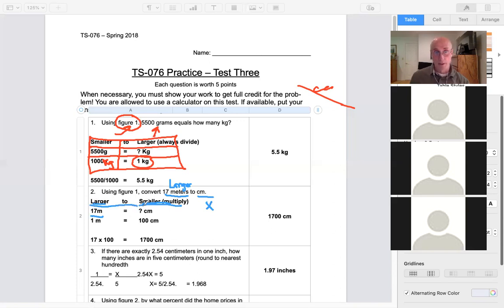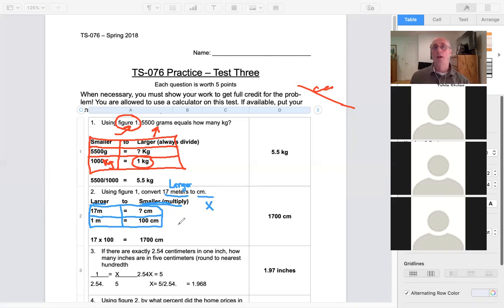This is what we did in practice in class. Look at what we have left on our chart. What do we have to multiply if we go like this? We know we don't multiply the question mark, and we never multiply the 1. One of these equals how many of these? So what's left? 17 times 100, so 1,700 centimeters.